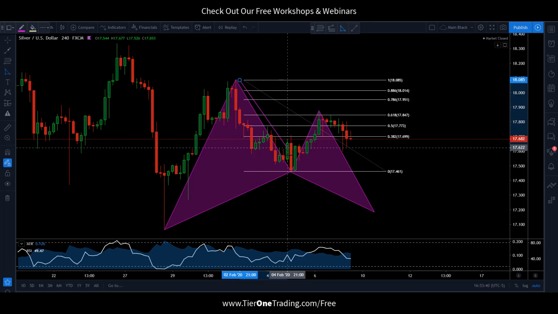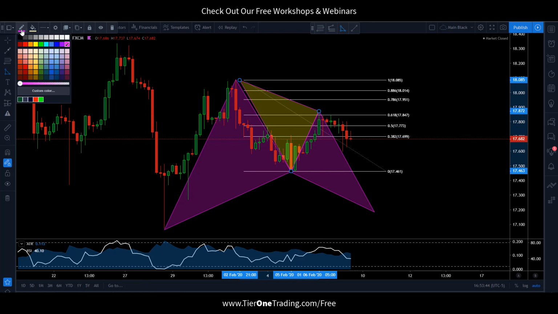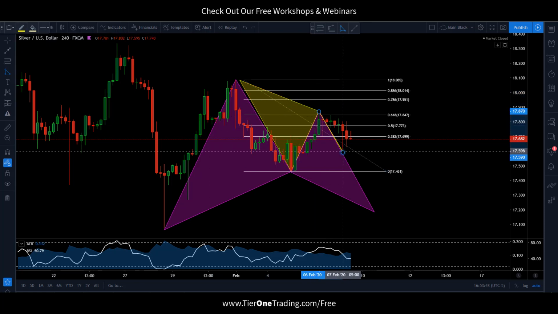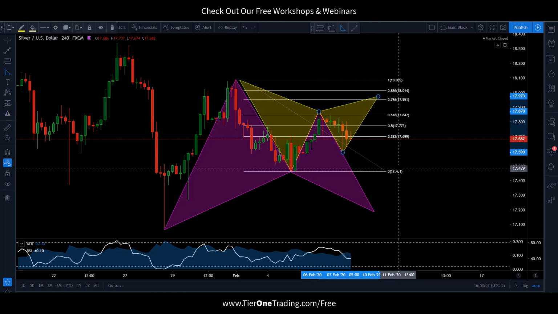But we're looking at something like this: X to A to B. Let me just make this the same color: X to A to B, B to C. And I'm not going to draw this on correctly, but somewhere up here is going to be our CD completion. I'm just going to be a little bit lazy for time purposes, so forgive me. I don't want this video to be 45 minutes. And you guys should know, if you're trading this, you should know how to trade an advanced pattern anyway.